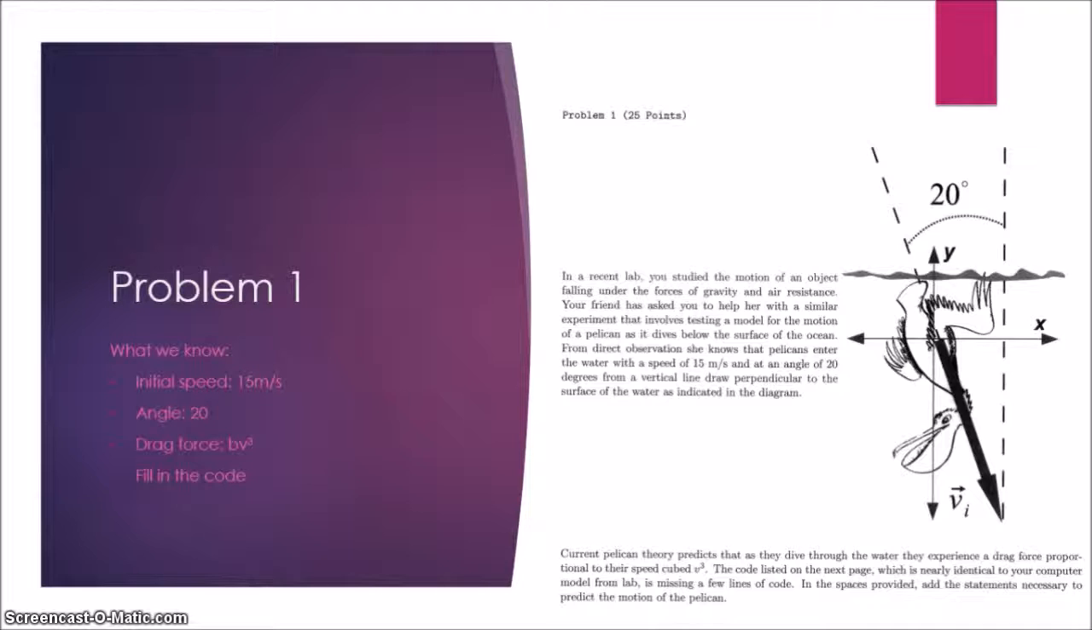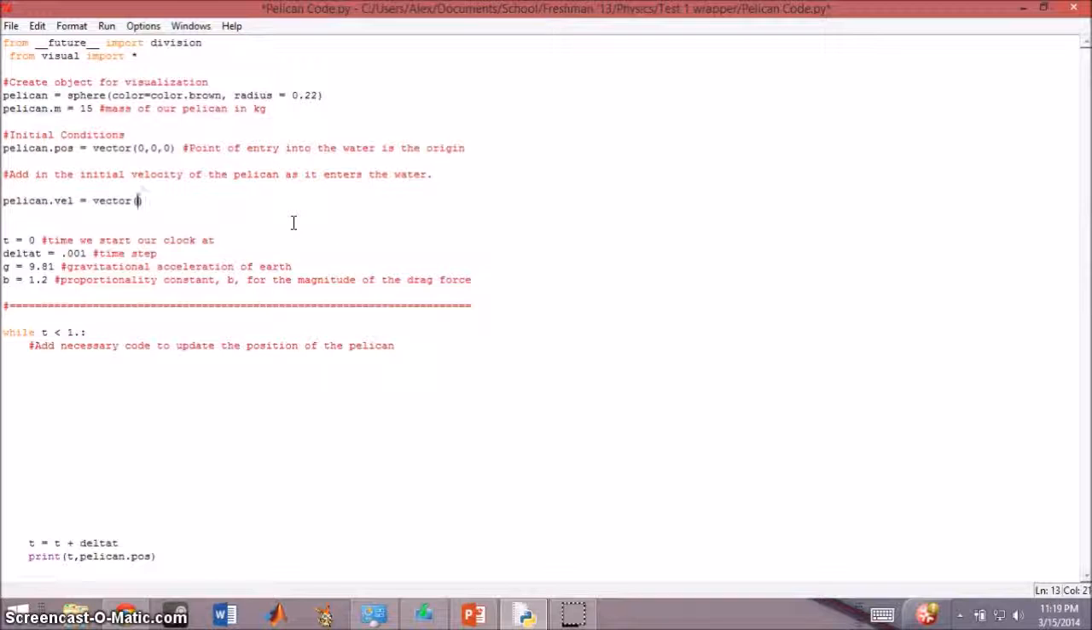So the information that we have known to us is the initial speed of the pelican, which is 15 meters per second, the angle at which the pelican enters the water, being 20 degrees from the vertical, and a way to derive the drag force that the water exerts on the pelican, which is proportional to the speed of the pelican cubed. And our task in order to solve this problem is to fill in the code to answer this question.